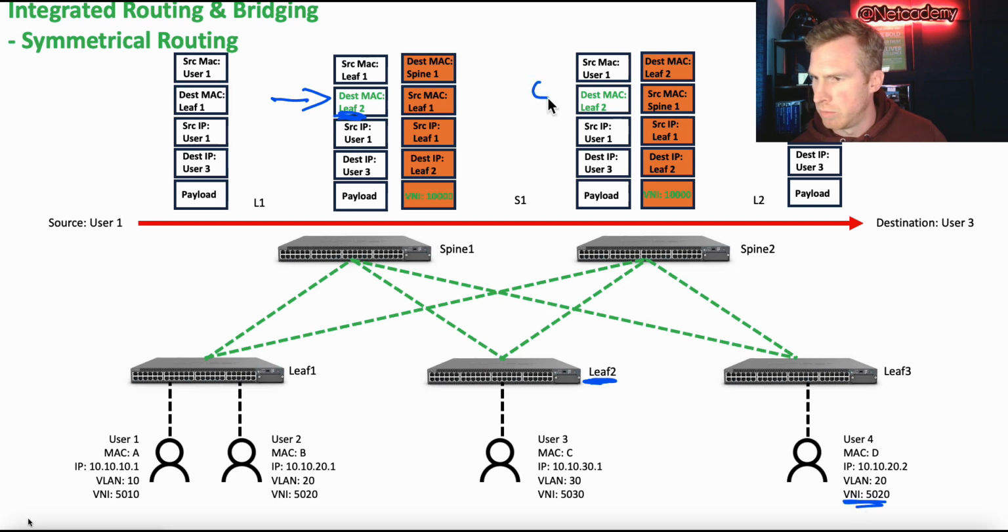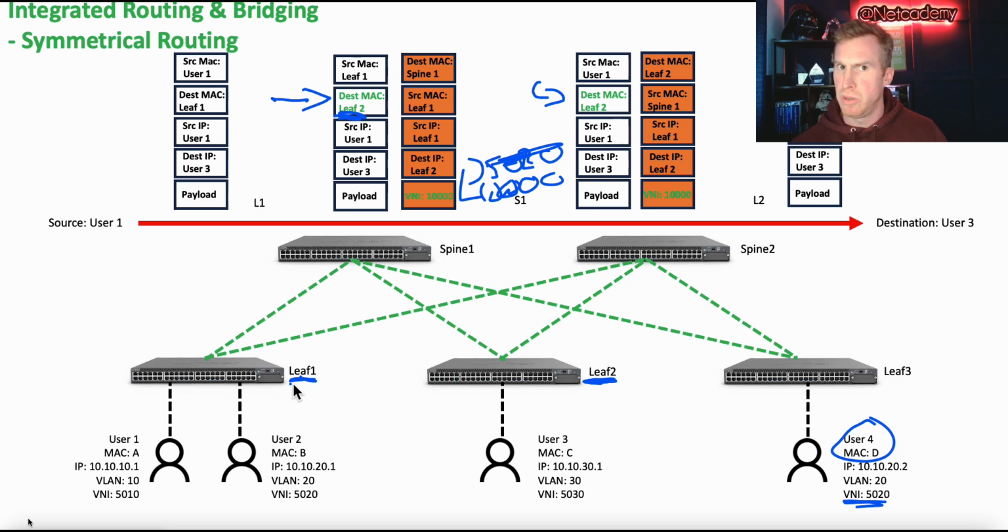And then we've got this transit VNI. With asymmetrical routing, this was, as we saw, 5020, because that was where user 4 actually resided. But now we've got this transit traffic with a transit VNI of 10,000, I think it was, to allow both of these leaf devices, leaf 1 and leaf 2, to use the same VNI to send encapsulated traffic through the tunnel to and from the same source and destination.